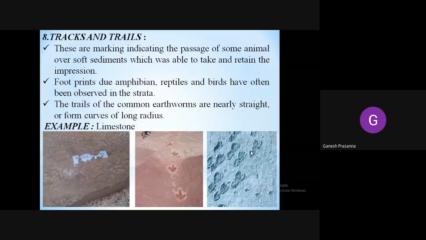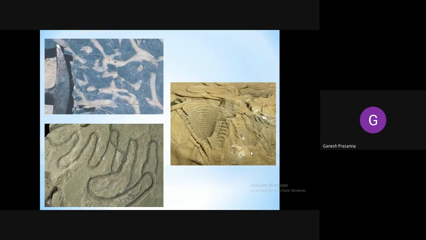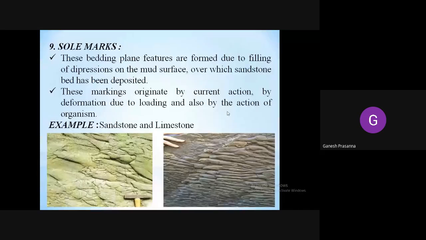Okay, examples are the limestones. You can find them in the limestones. Okay, so coming to here, you can see some of the amphibians which have moved. You can see structures, and these are some of the reptiles which have moved on them. Okay, so coming to the sole marks, these are the marks which are observed due to the filling of the depressions on the mud surface or any other rock types.